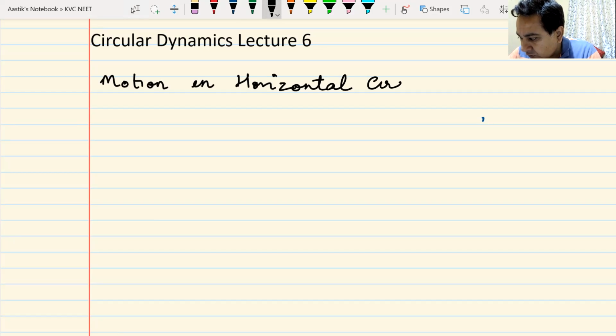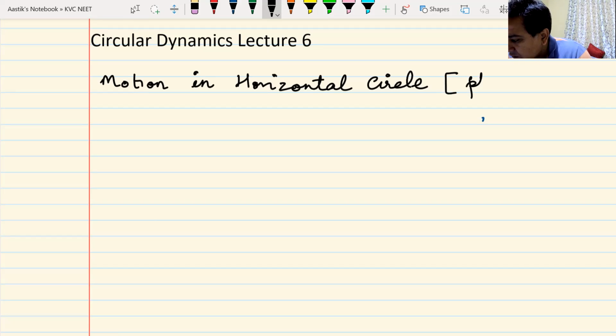Motion in a horizontal circle. So circular motion will be in a horizontal circle. Instead of calling it a horizontal circle, you can call it circular motion in a horizontal plane, depending on how you understand it. Nothing in a name. Horizontal plane. Motion is going to happen in a horizontal plane.